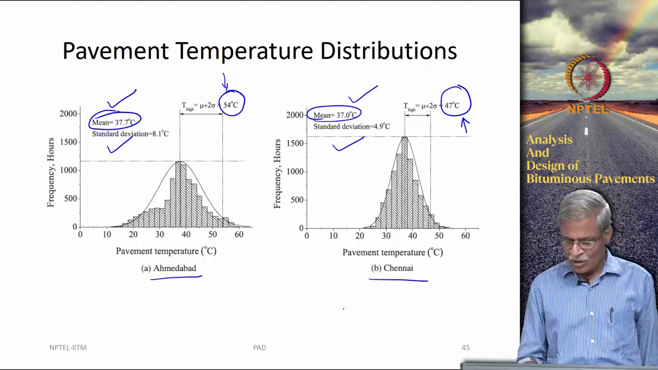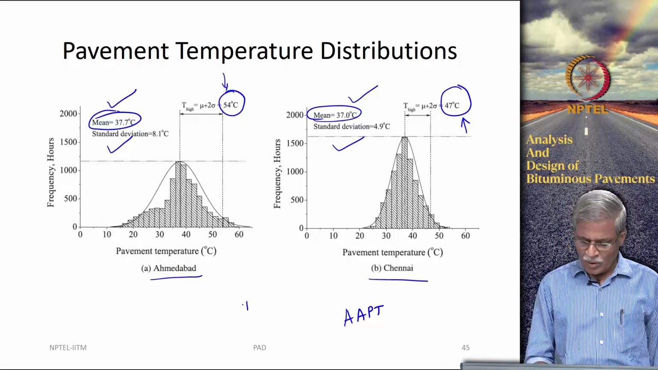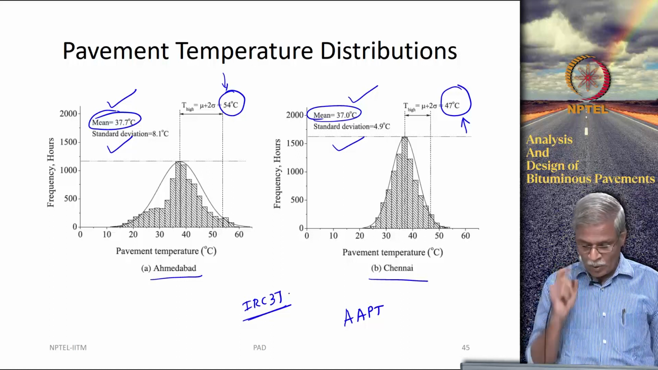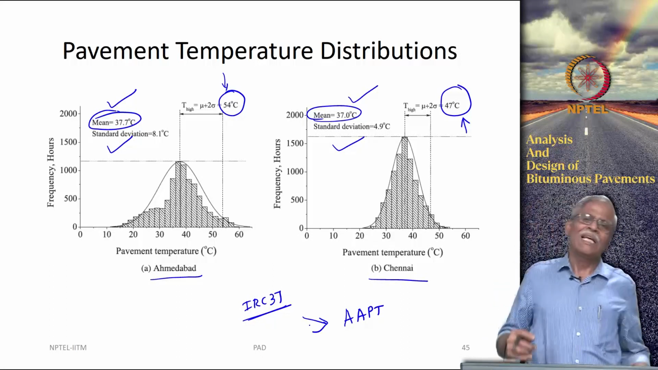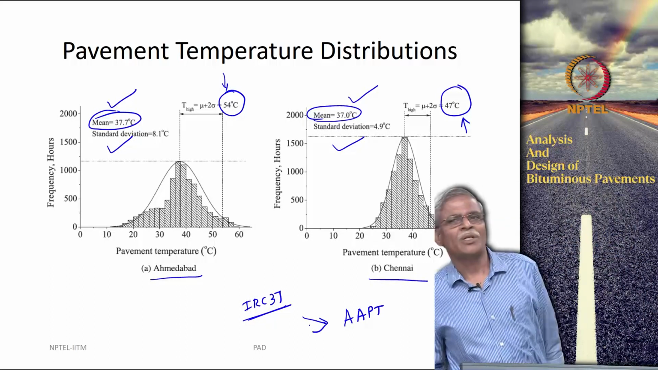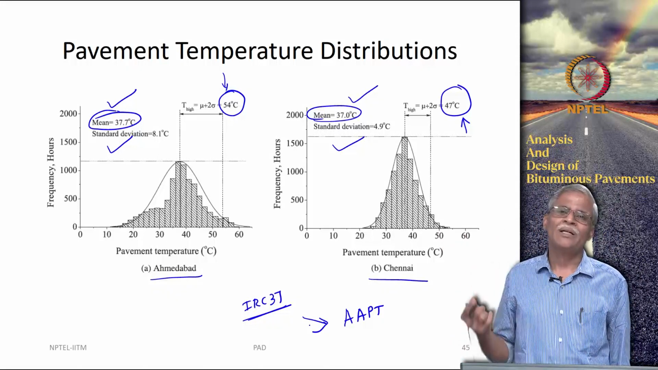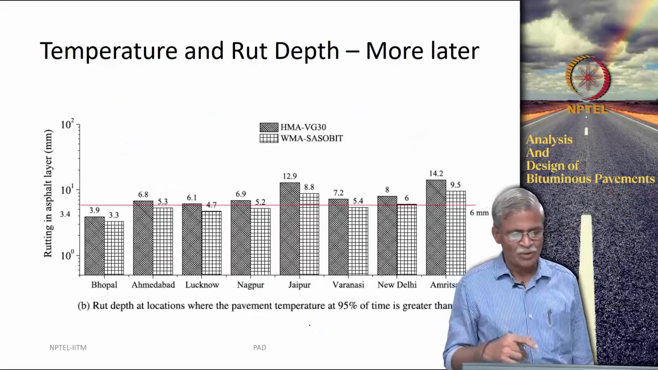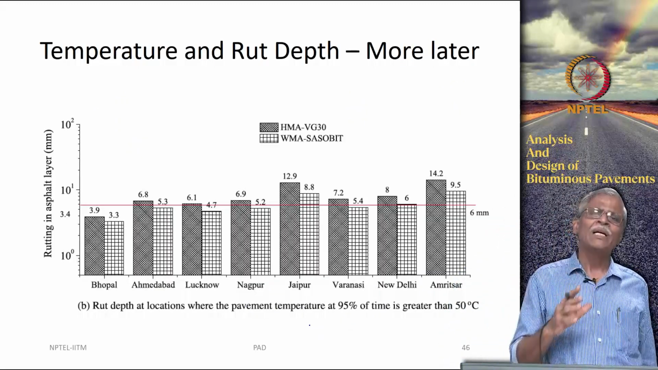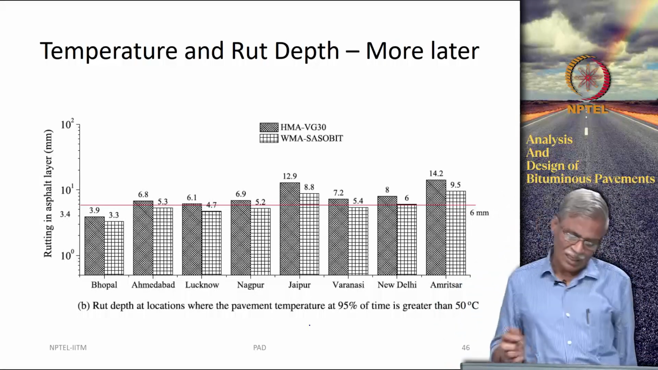Now, why this is important is when you are taught IRC 37, you are going to encounter a magic number. I will not give the expansion of this AAPT. When you are being taught IRC 37, you will know what that AAPT actually really means. And again we try to make some connections between the temperature as well as the rut depth.